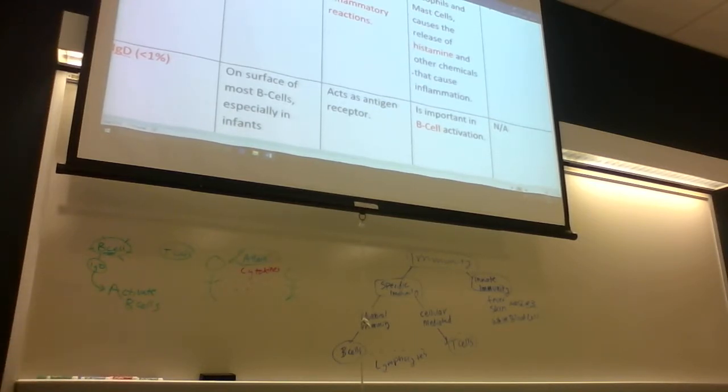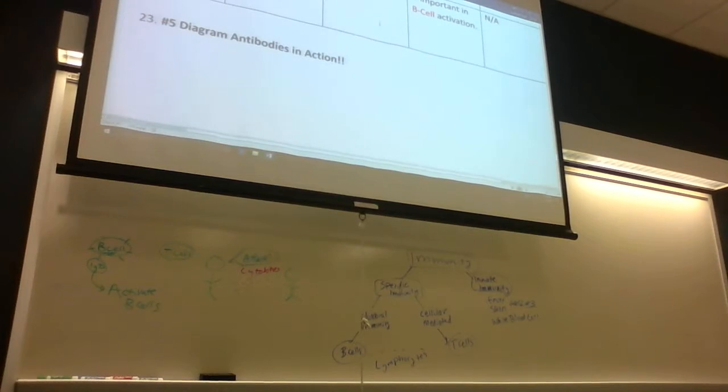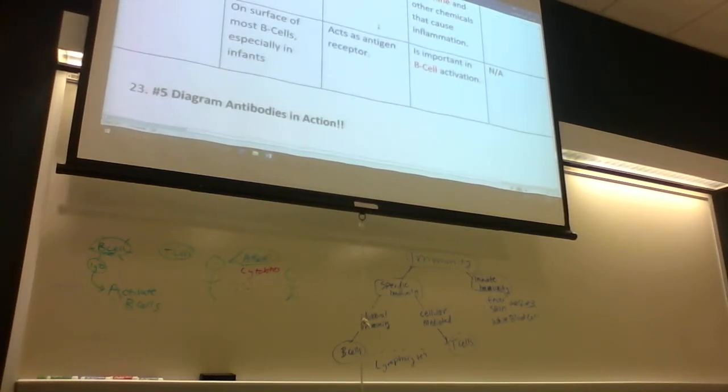If they don't have the IgD, they don't activate. Well, maybe some do. I don't know. There's exceptions. But for now, let's just know IgD is important for activation. So that concludes this worksheet.